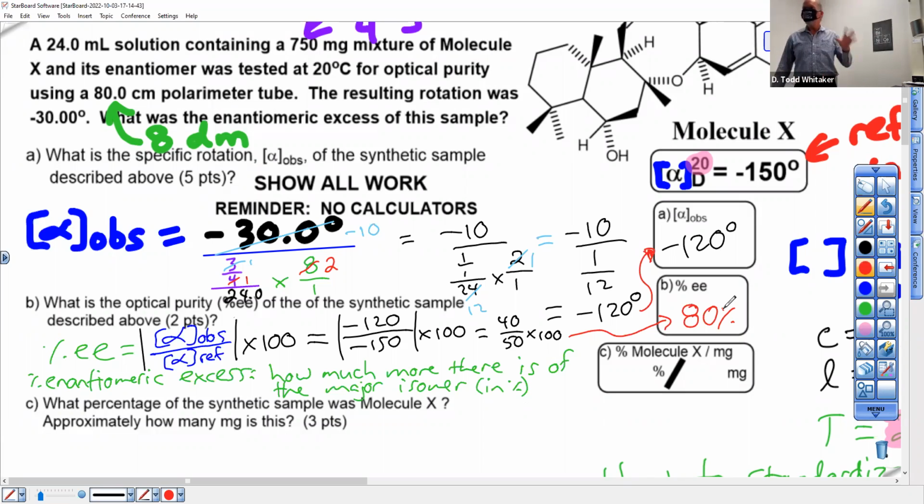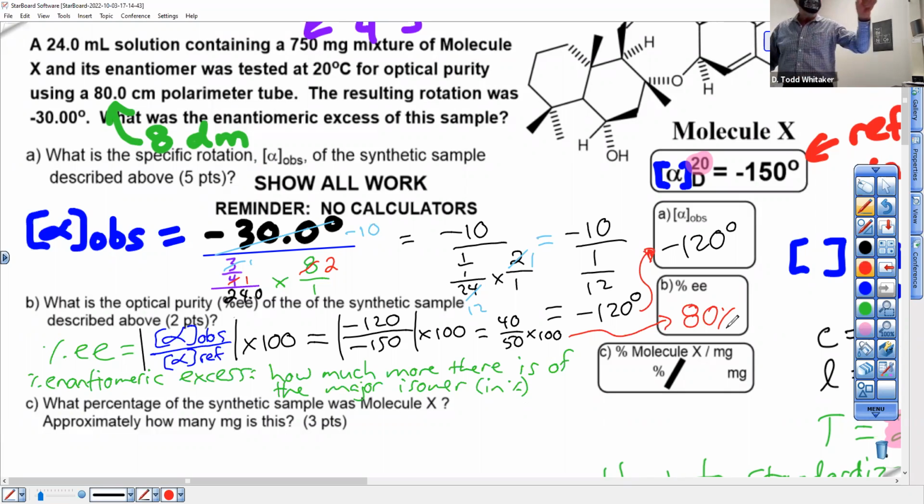Okay, here's the easier way. That was very troublesome for us, right? It's very systematic. Treat it like this. This solution is behaving like it's only 80% of one isomer and none of the other. That's the 80, because 20% of the solution here doesn't rotate light, because it's a 50-50 mix of R and the other enantiomer.